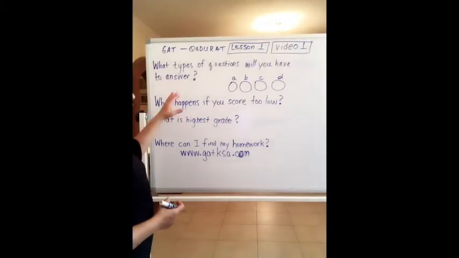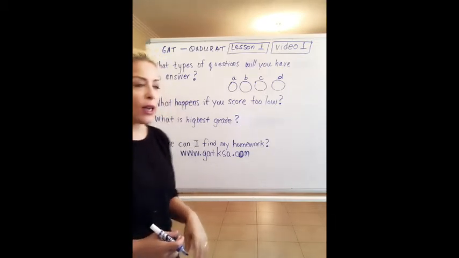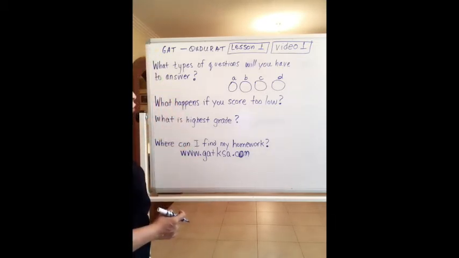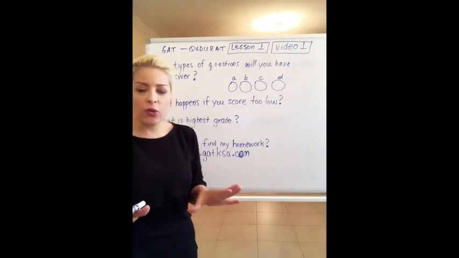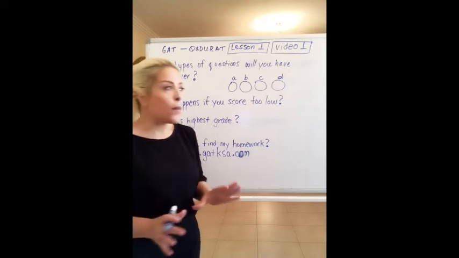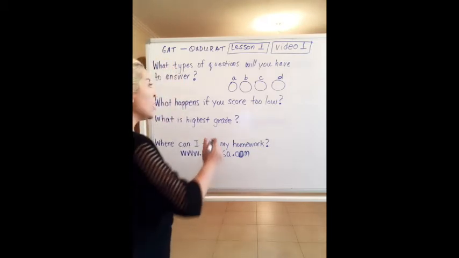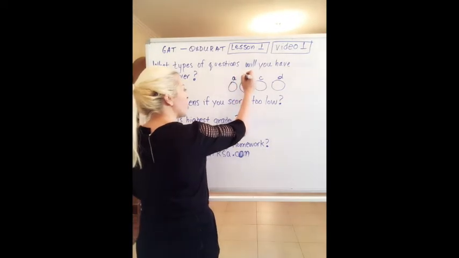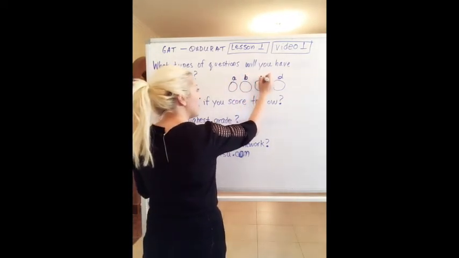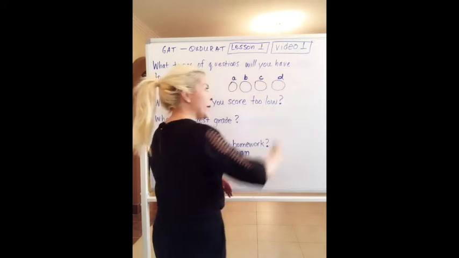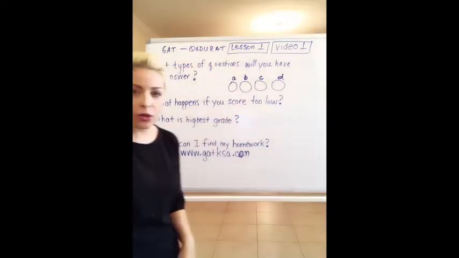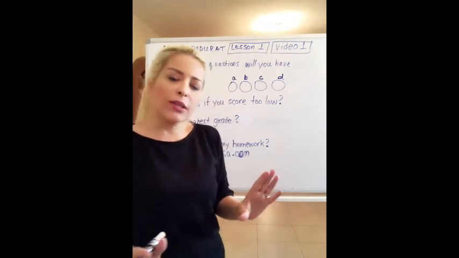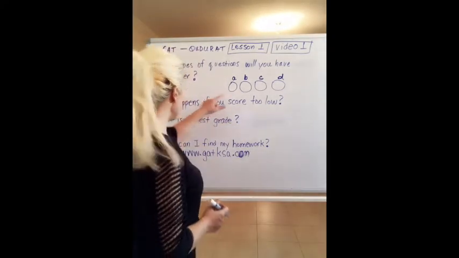So let's talk about the types of questions that you're going to have to answer. Okay? So what types of questions will you have to answer? And the answer is all the questions that you will have to answer will all be multiple choice. Now, what does that mean? Multiple choice means when you have a question and then they ask you to choose either A, B, C, or D. Okay? So you choose A, B, C, or D, but they give you these little circles.